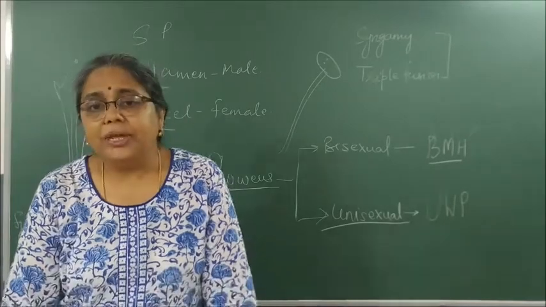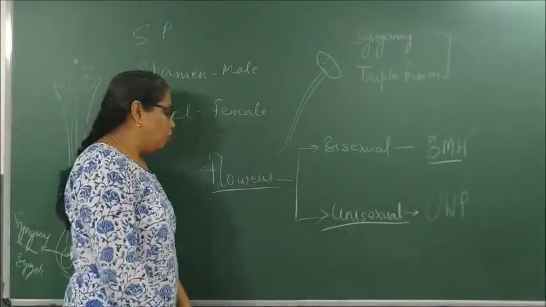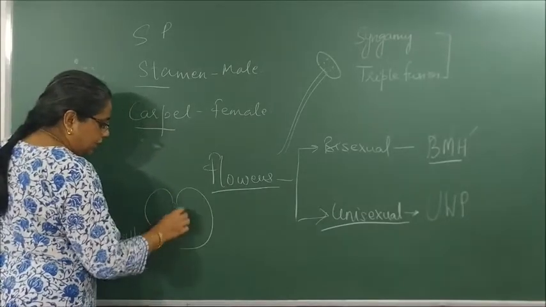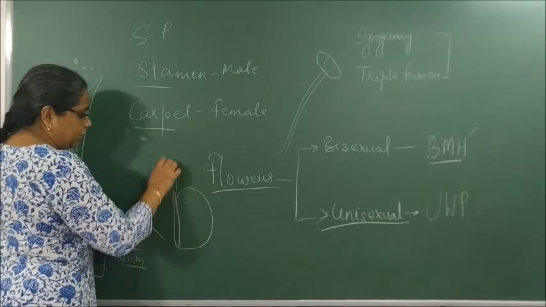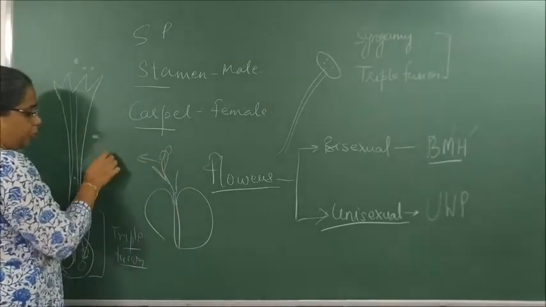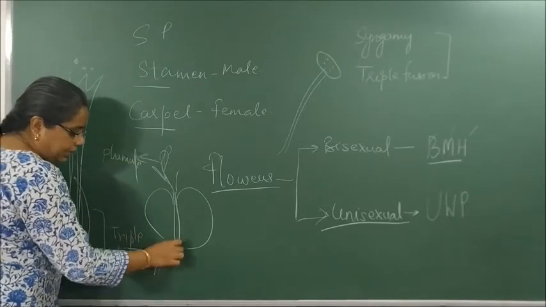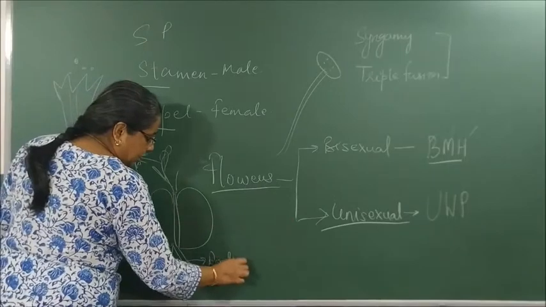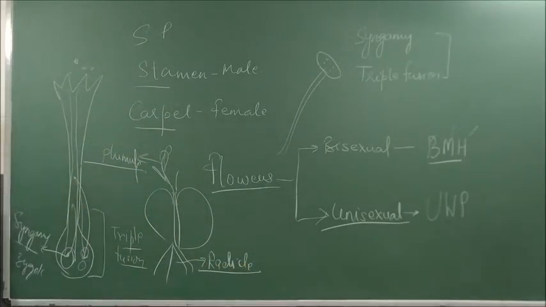So the seed basically contains what? The embryo of the plant. This embryo of the plant will basically germinate. When it germinates, it grows into the top part, which is green in color, which is called as what? Plumule, which forms what system? Shoot system. And it grows into a root, which is called what? Radicle. This radicle grows into root system and plumule grows into what system?